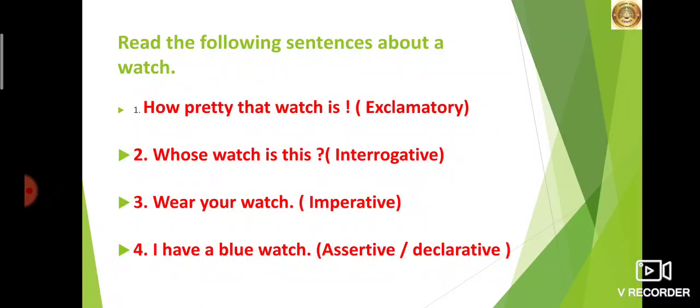Moving ahead, let's read the sentences about a watch, which are in all four kinds of sentences. How pretty that watch is! Exclamatory sentence. Whose watch is this? Asking a question. It is an interrogative sentence. Wear your watch. A command, which becomes an imperative sentence. I have a blue watch. It is a statement that is declaring that I have a blue watch. Assertive declarative sentence.